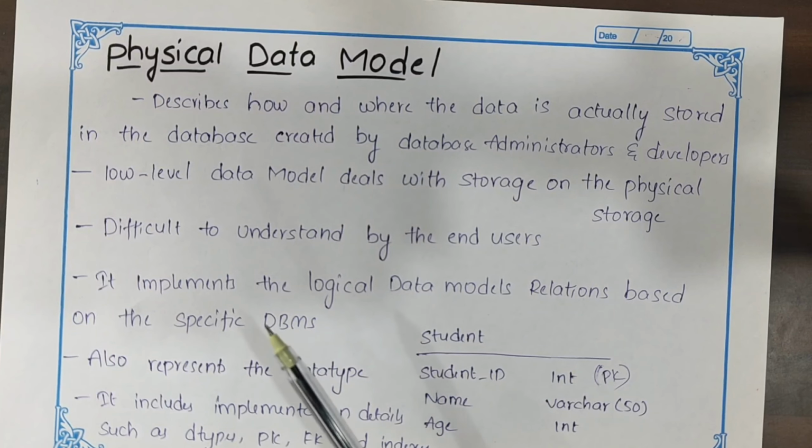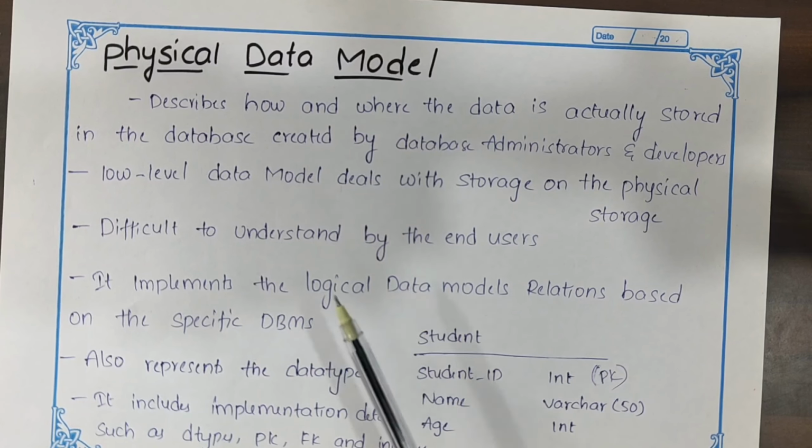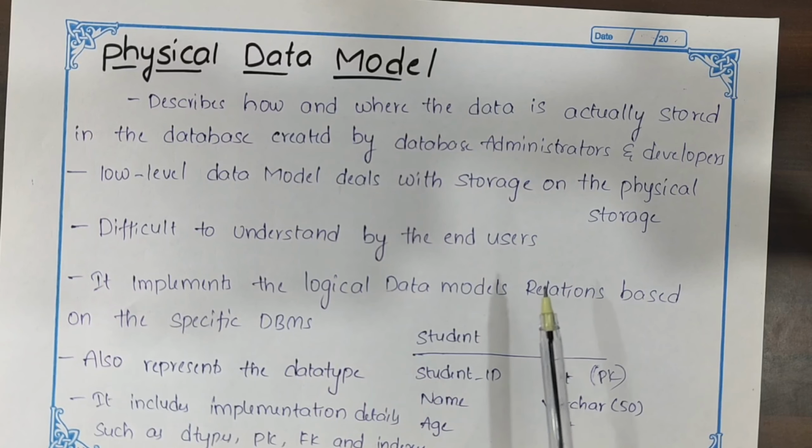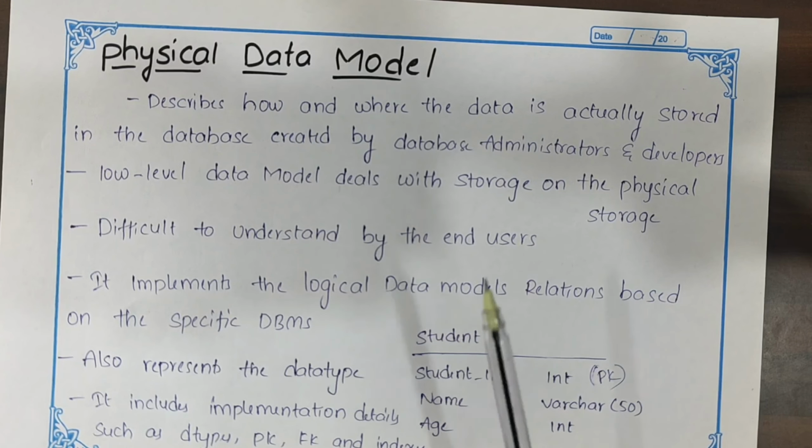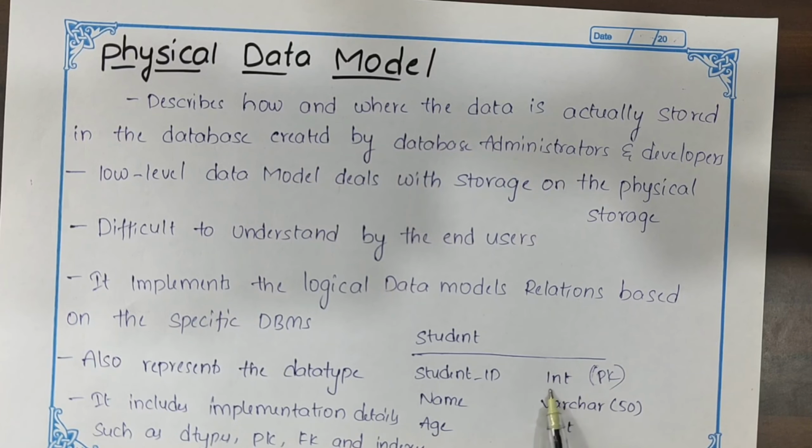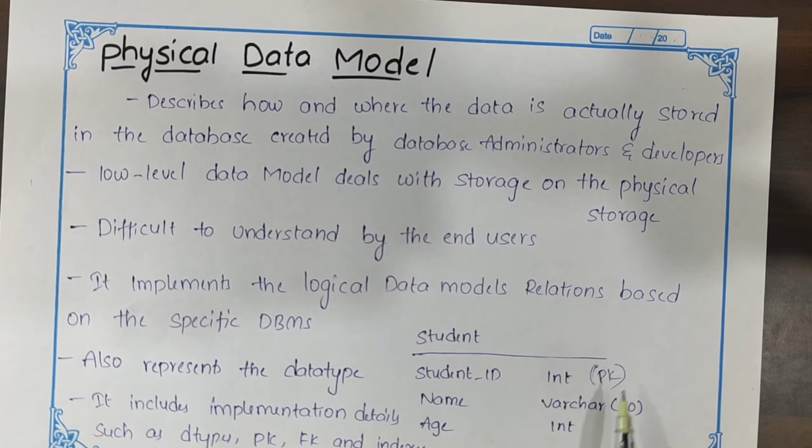Unlike the conceptual data model and logical data model, the physical data model is DBMS dependent, because different database systems store data differently. Here every column is properly assigned a separate data type. For example, student ID uses the integer data type and is also considered a primary key, whereas name is varchar with a length of 50, and all the specifications are represented in this physical data model. The physical data model also considers performance, memory allocation, file organization and storage optimization.